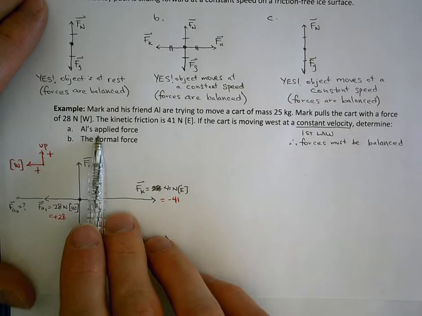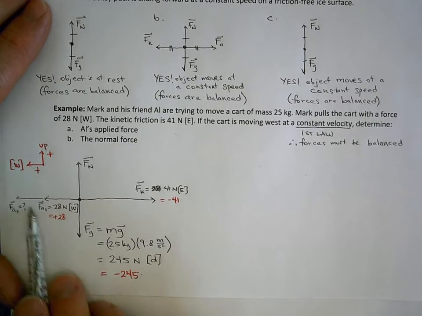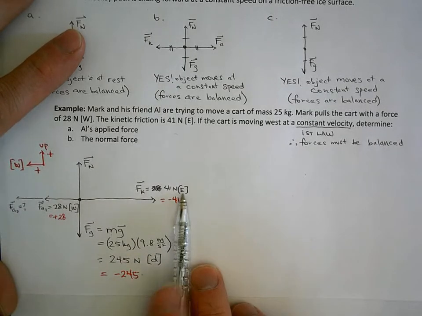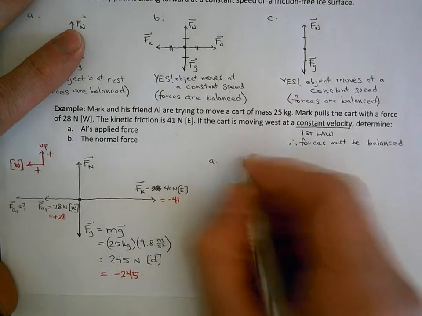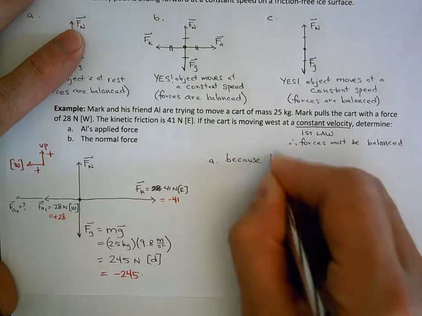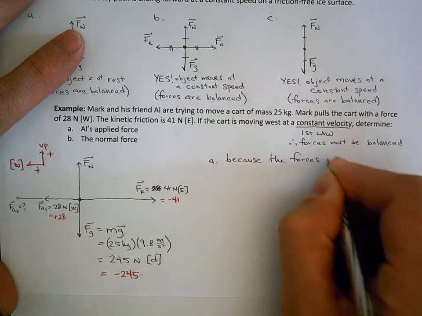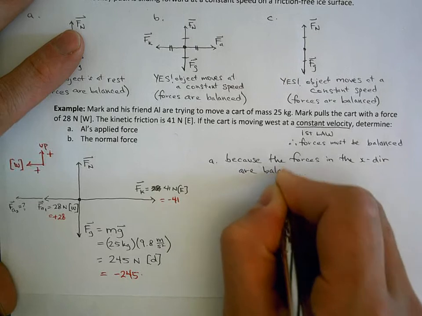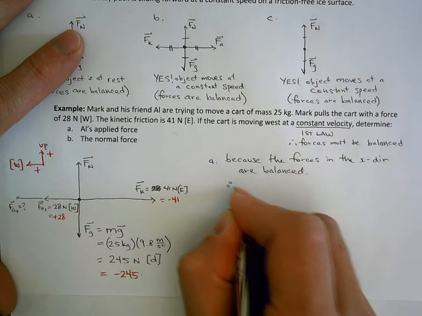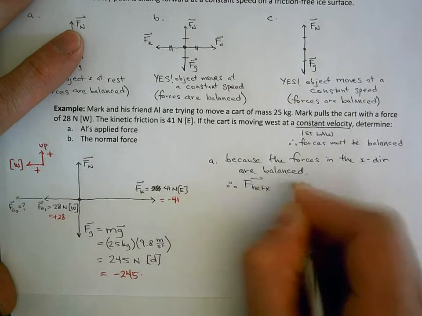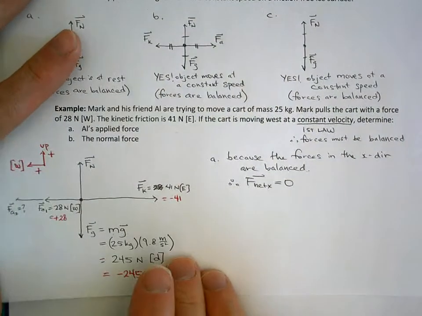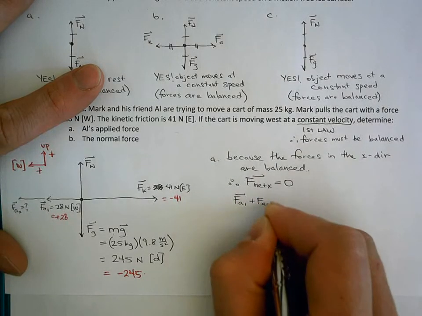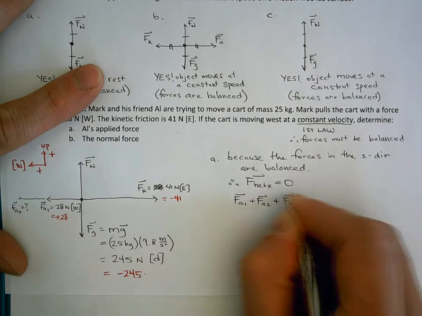Okay, now, what is Al's applied force? Well, there's Mark's force, and I want to find out what Al's applied force is. Well, I know these are balanced. Because the forces in the x direction are balanced, my F net in the x direction is equal to 0. In other words, FA1 plus FA2 plus FK is equal to 0.